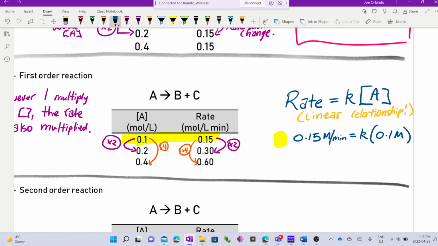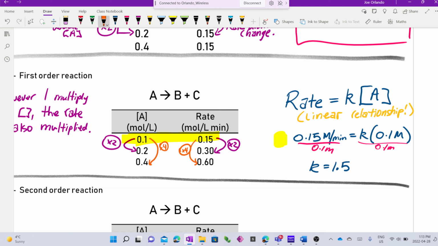And how would I solve for k here? Yeah, I just divide both sides by 0.1 molar. And I would get, in this case, k equal to, can anyone do that on the calculator? Can you double check I did that right? Sometimes I get the decimal stuff wrong in my head. Dividing by, you got hands, thank you.